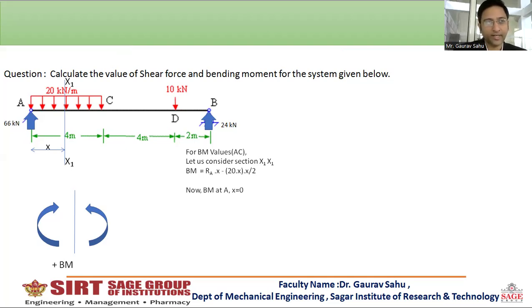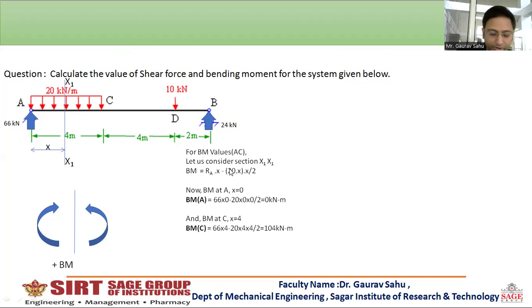Now apply the limits. As A is the reference point, here x will be 0, and moving toward the right, the value at C will be 4. So by putting x equal to 0 in this equation, the value of BM at point A will be 0 kilonewton meter. And applying the limit x equal to 4, because point C is at a distance of 4 from the reference point, we will have BMC equal to 104 kilonewton meter when putting x equal to 4 in the above equation. So this is all about segment 1, that is segment AC.